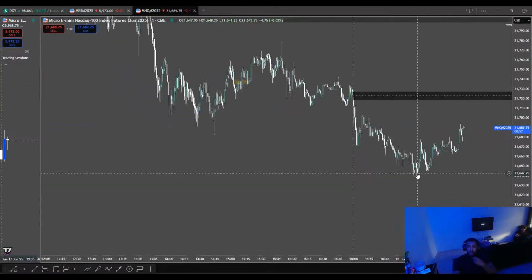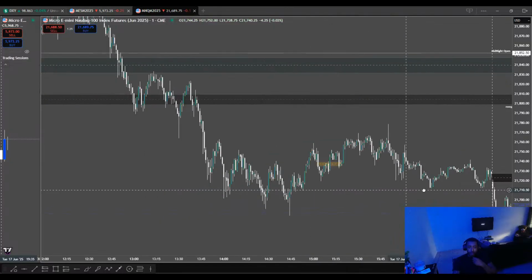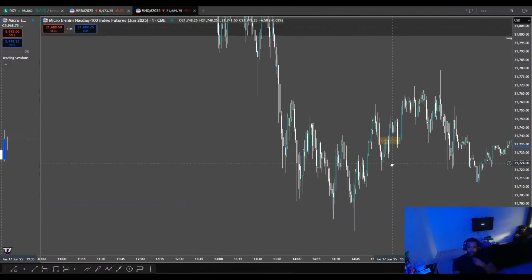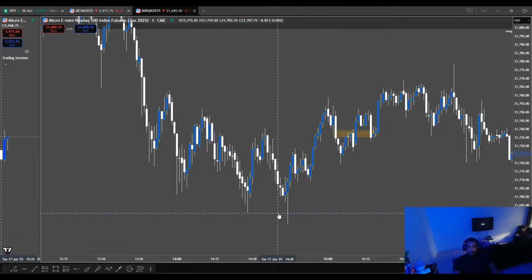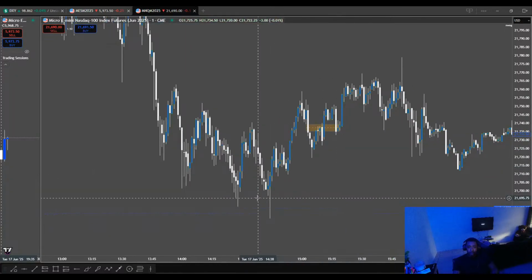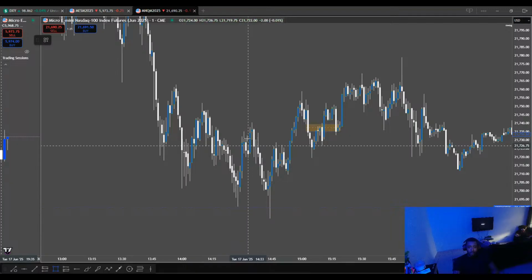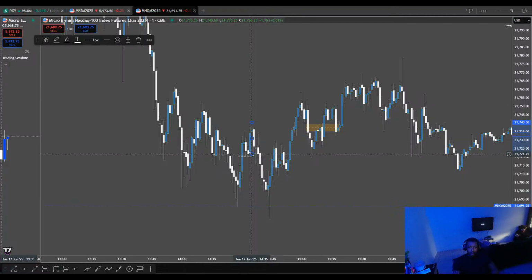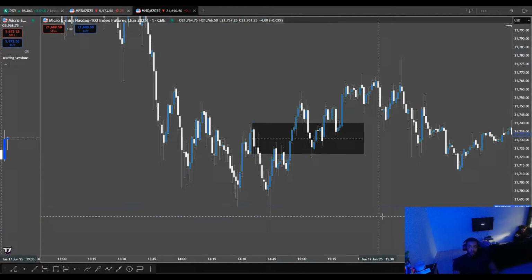We caught a monster trade today. I caught this play right here after the sweep. Came into it, we got a breaker. We got a low, high, lower low, higher high after the sweep. It kind of came a little bit further down than what I liked, but it still held. As you see here, this is the play I caught.